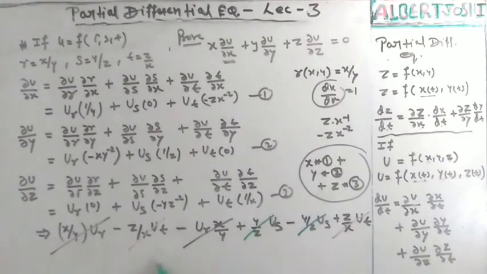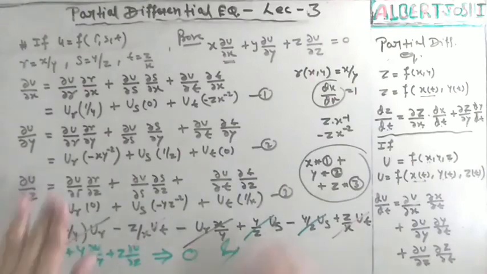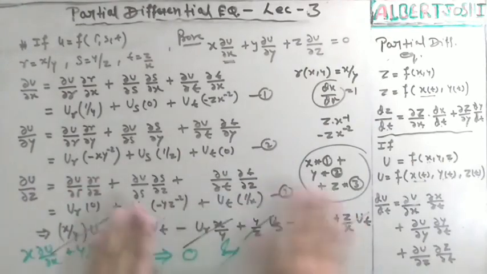So you can see that when you multiply by X, multiply by Y, multiply by Z, and then add, you are getting 0. It means that X into del U upon del X plus Y into del U upon del Y plus Z into del U upon del Z is equal to 0. That is the answer. They can give you any question, and you have to use this.